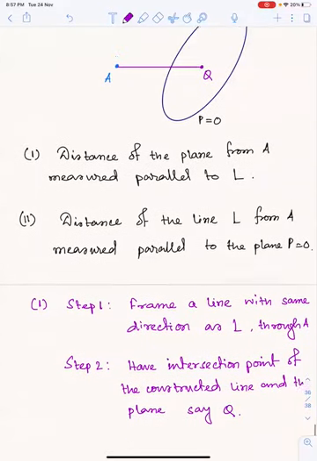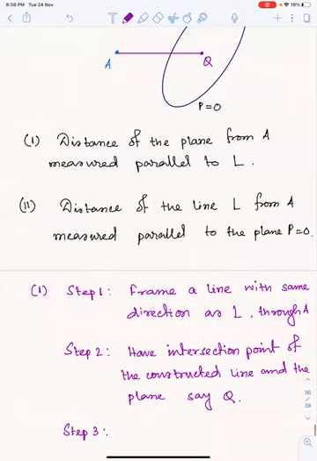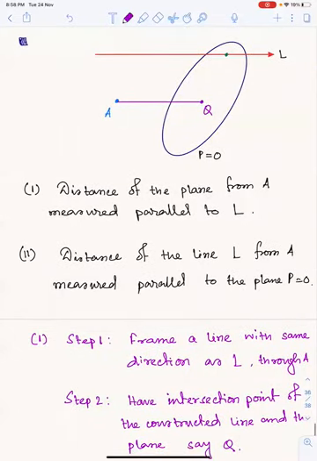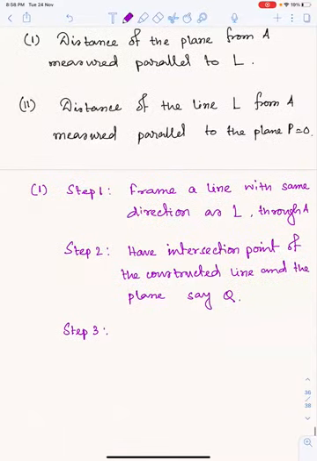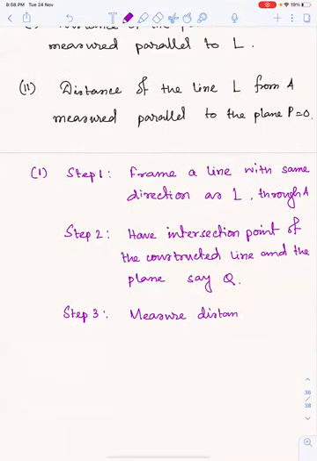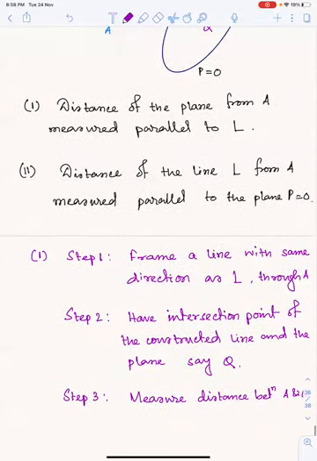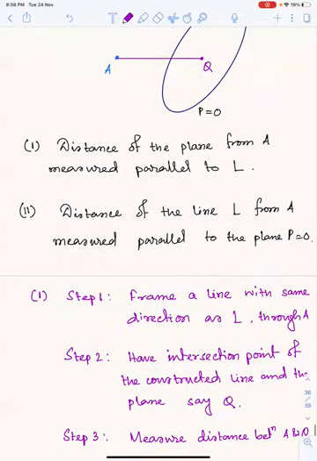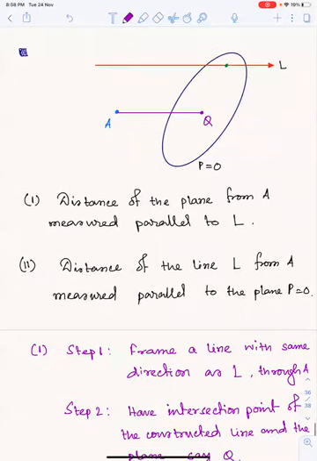So what do we want as per the first query? Can anyone mark it from the diagram? AQ. So measure the distance between A and Q. And that's our requirement. So has everyone followed what we required and how we have determined it?